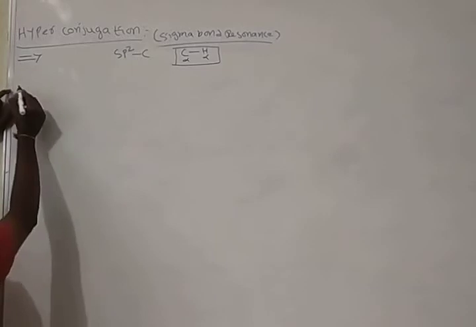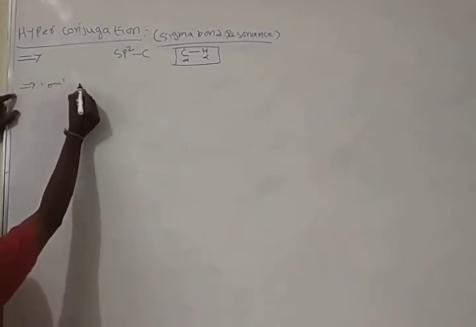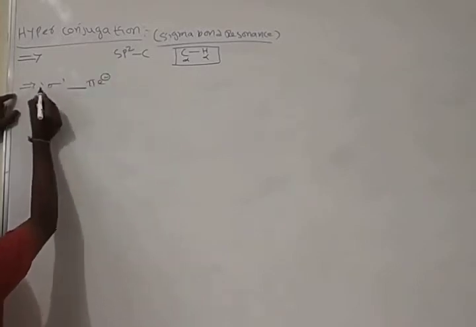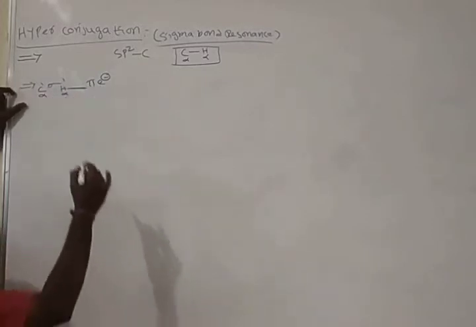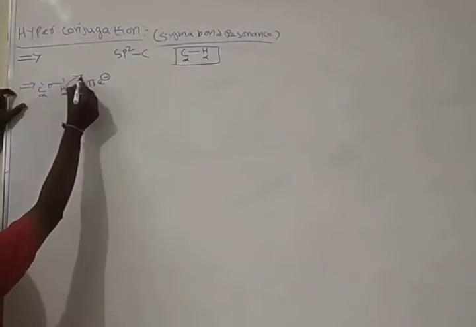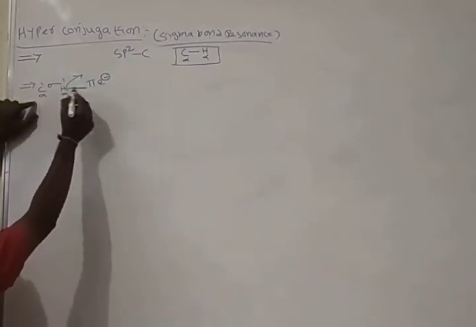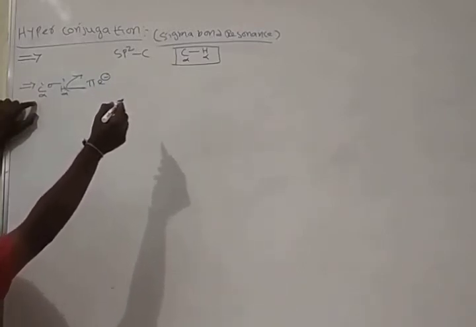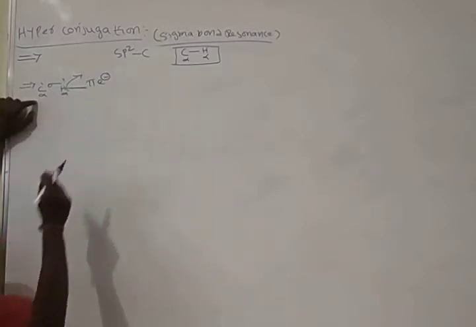Here sigma electrons are transferred. Sigma electrons are in conjugation with the pi electrons. Which sigma electrons? The alpha carbon hydrogen sigma electrons are in conjugation with the pi electrons, and these carbon hydrogen bonded electrons only transfer towards the sp2 hybridized carbon.